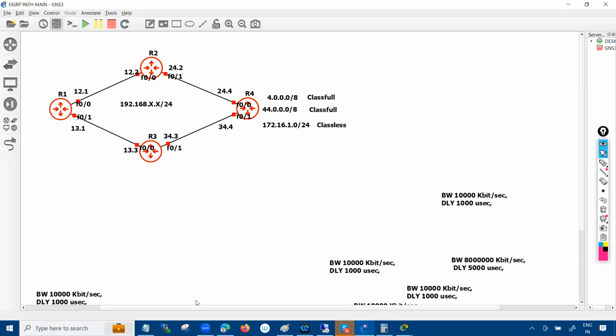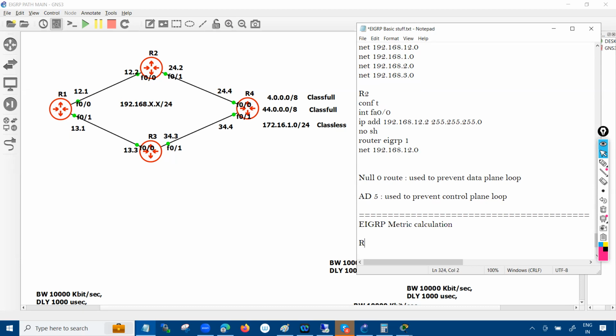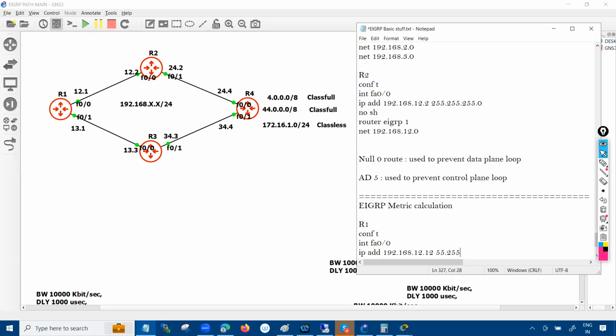What I can do, I'll just use my notepad file. I think the pre-configuration will be there. EIGRP metric calculation. On router number 1, let's start. On router 1, we just need to configure interface 0/0. The IP address will be 12.1. The subnet I'm using between router 1 and router 2 is 192.168.x.x, where x means 12. R1 to R3 is 30, R3 to R4 is 34, and R2 to R4 is 24.